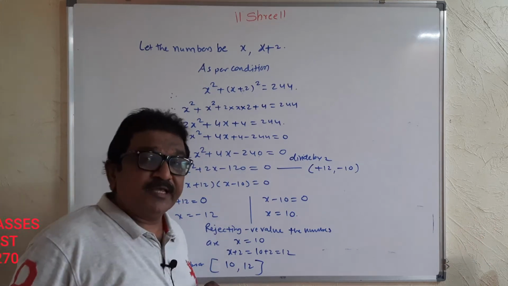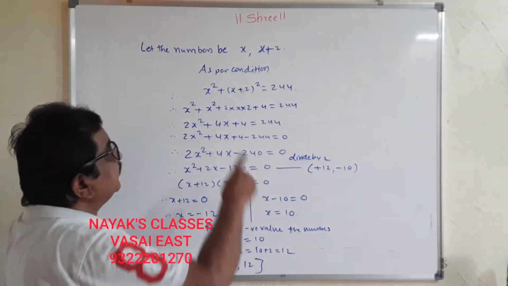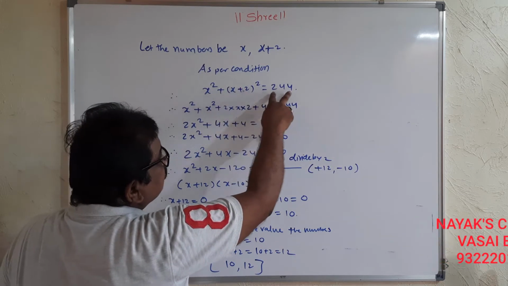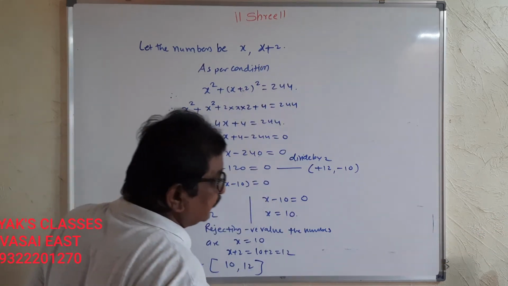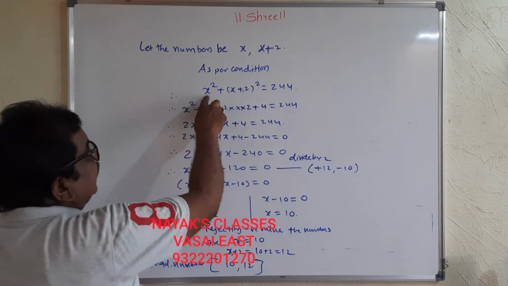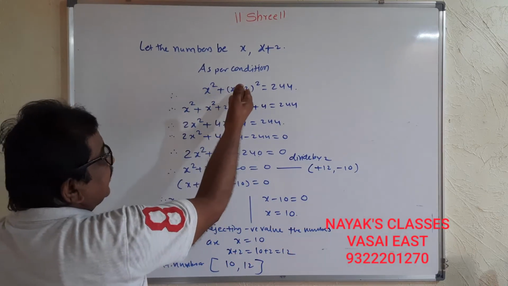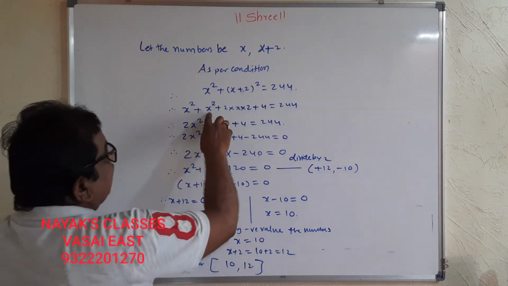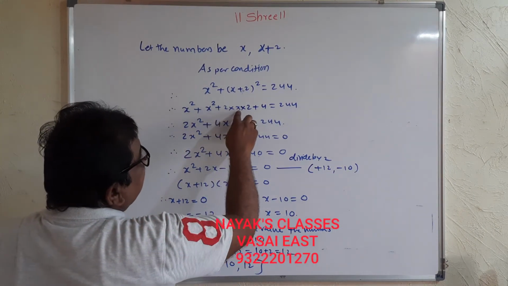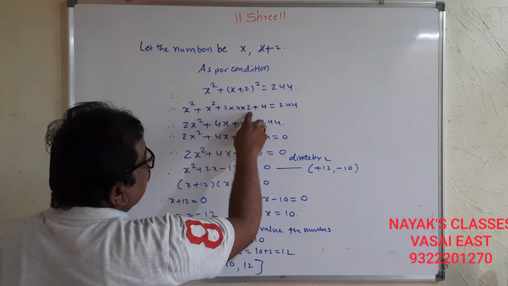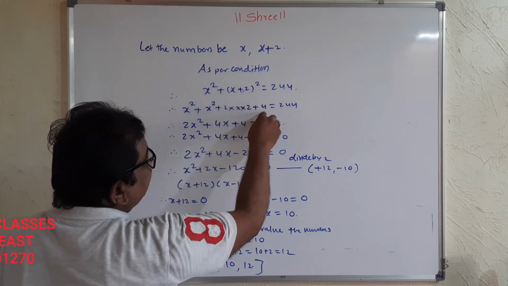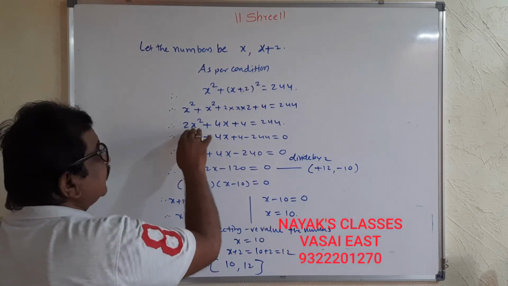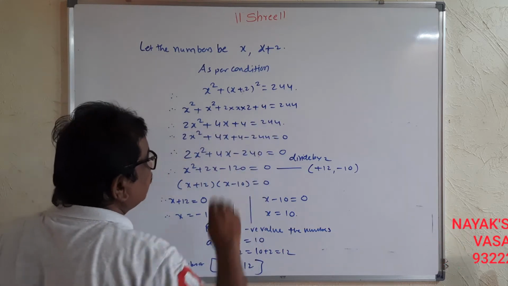the sum of squares of those two numbers is x square plus (x plus 2) the whole square, which is equal to 244. So x square is x square. Expansion of (a plus b) the whole square will be a square plus 2ab plus b square, that is x square plus 4x plus 4. So 2x square plus 4x plus 4 is equal to 244.